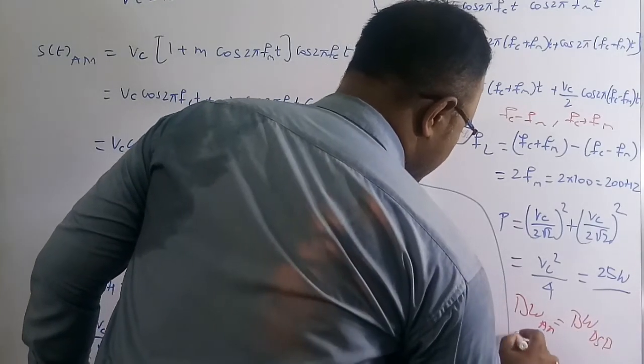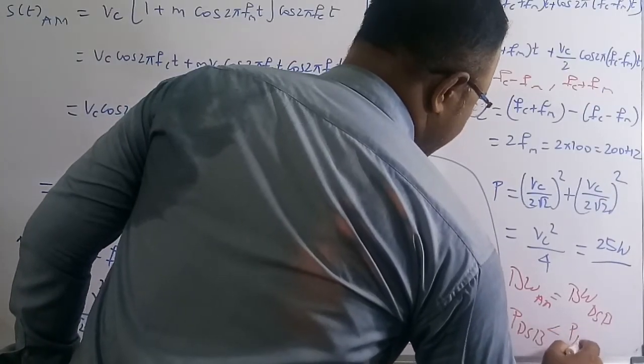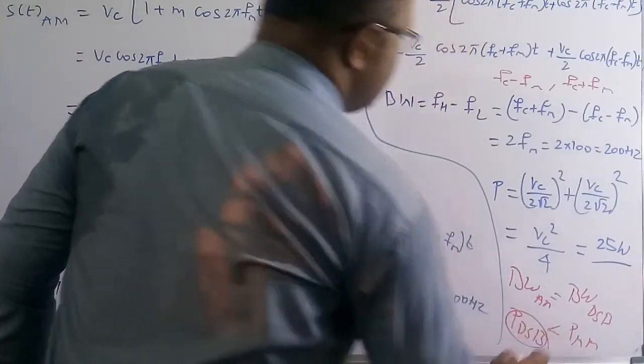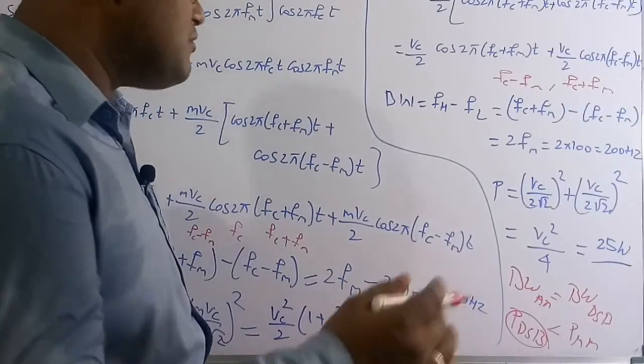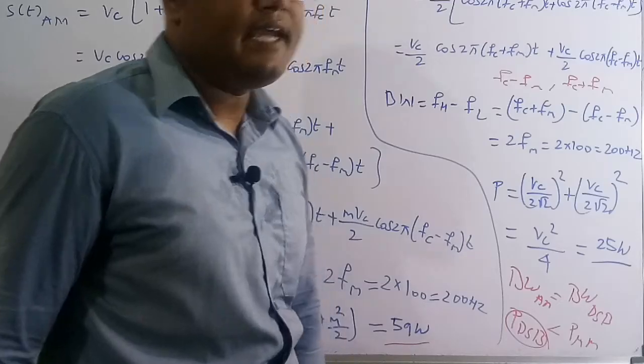But power in the DSB is always lesser than the power in the AM, because in the DSB there is no presence of carrier signal. So because of that reason only, the power in the DSB is less when compared to the power in the AM. So by this lecture we have successfully completed the 10 questions which are the previous year questions of the UPSC mains examinations of the communication systems in a very detailed manner.